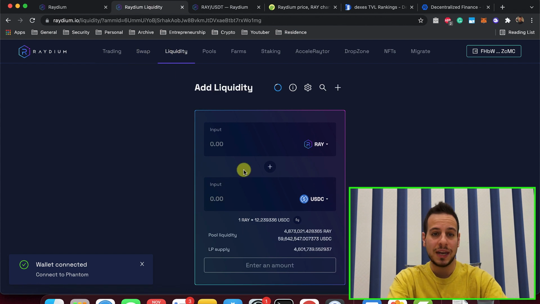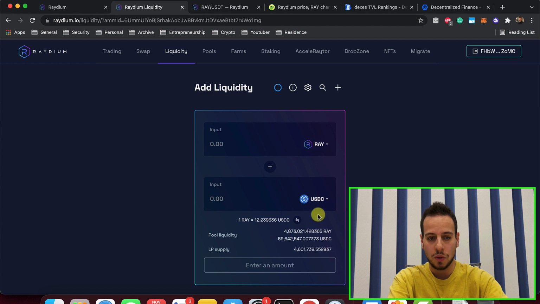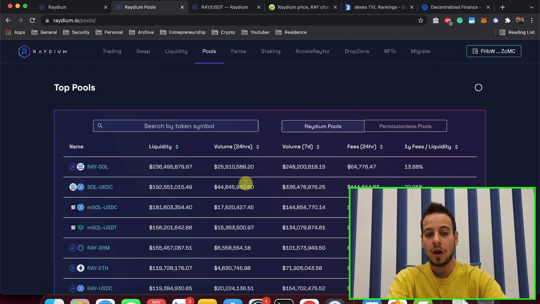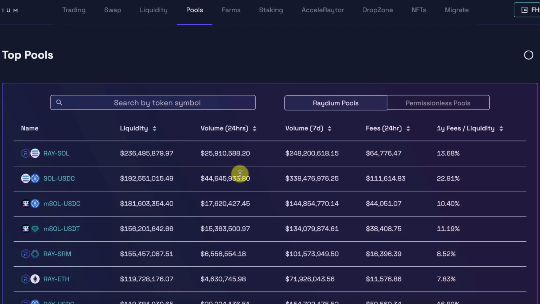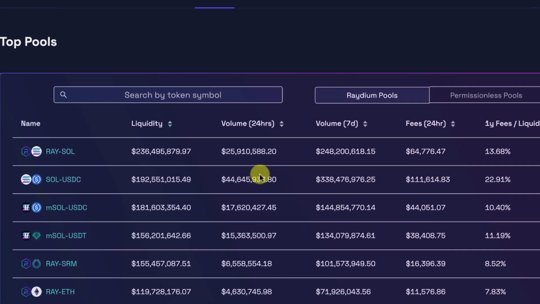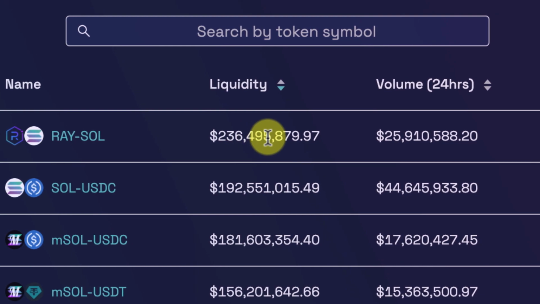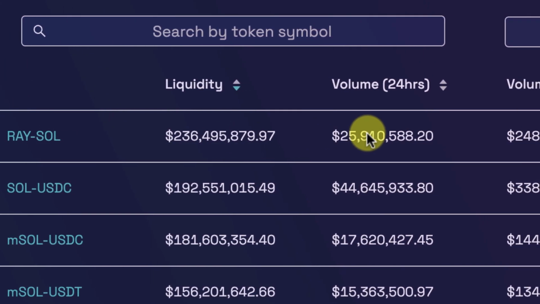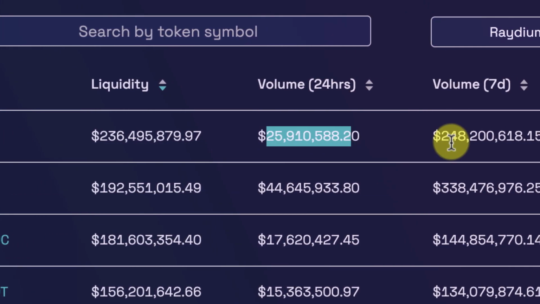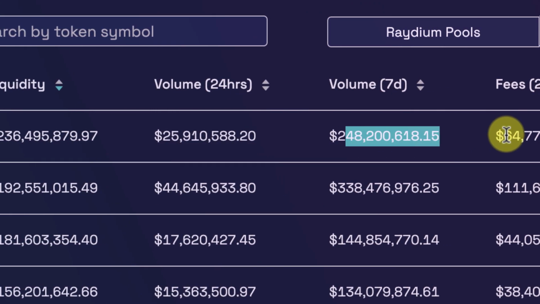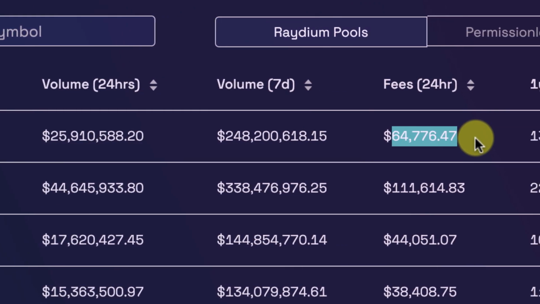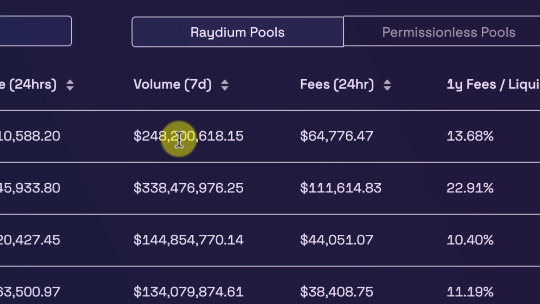This is the liquidity. You can add liquidity like in PancakeSwap, where you can add any tokens' liquidity, and you can see here on the pools all the performance of the different liquidity pools that exist on Raydium. For example, you can see that the Ray Sol liquidity pool has 236 million in liquidity locked. The volume was $26 million in the last 24 hours. You can see the weekly volume. You can see the fees that the Raydium exchange is getting from all this kind of volume.